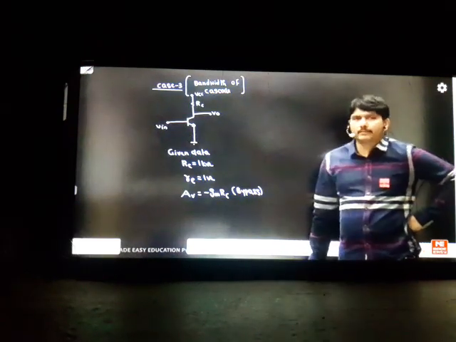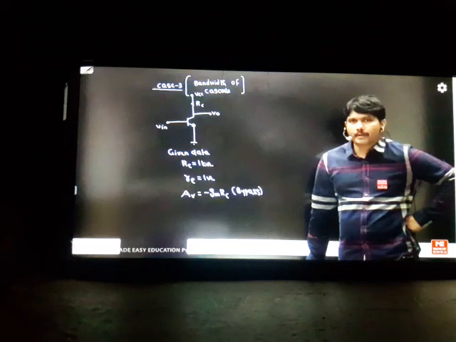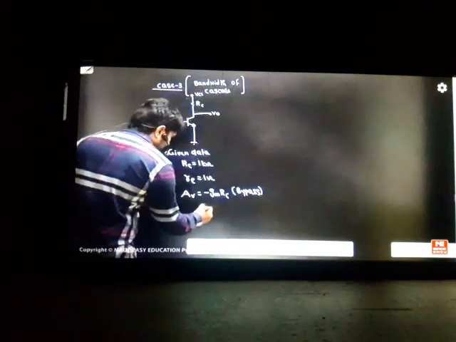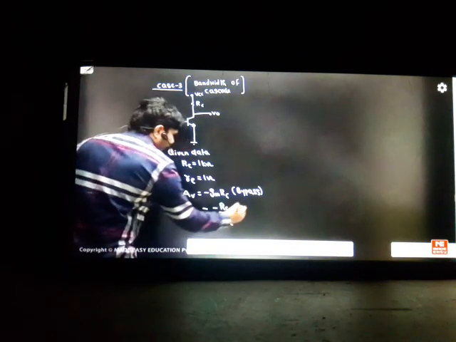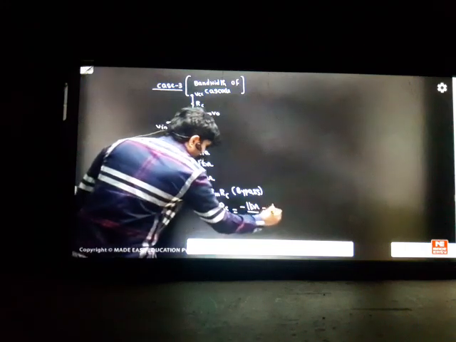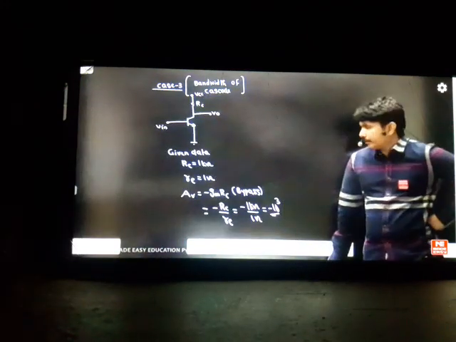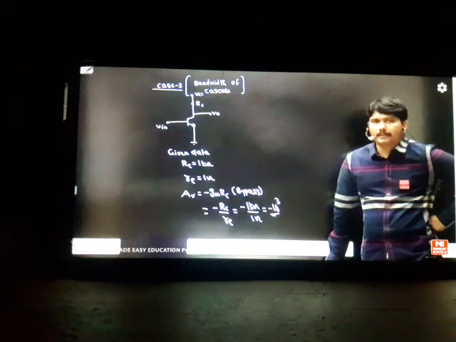But gm is not given, re is given. Then we know the trick: gm is equal to 1 by re. So the answer is minus RC by small re. So it is minus 1 kilo ohm by 1 ohm. The answer is minus 10 power 3. Up to here, the story is very smooth and the concept is very clear. Now somebody asks me, can you calculate the bandwidth of this circuit?